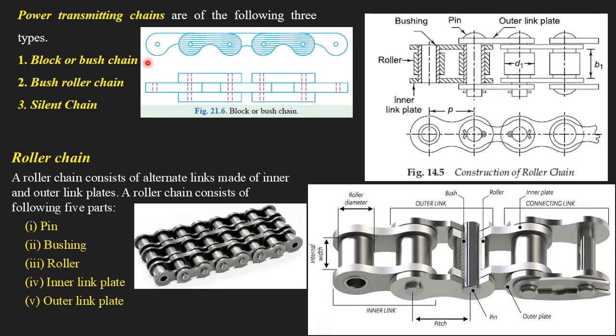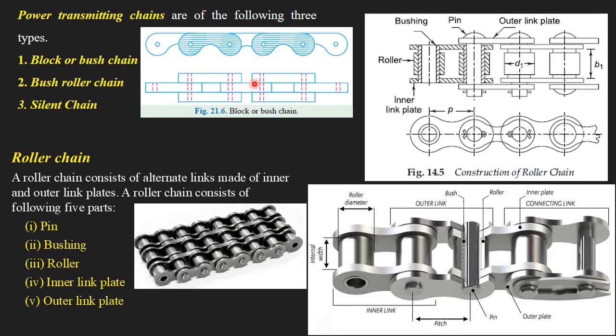Okay, so let's go one by one. The first one is the block or bush chain. The schematic representation of the block chain drive is clearly shown here. These types of chains were used when the power transmission concept was in its early stages. This was the type of chain which was actually used for power transmission in those early stages.